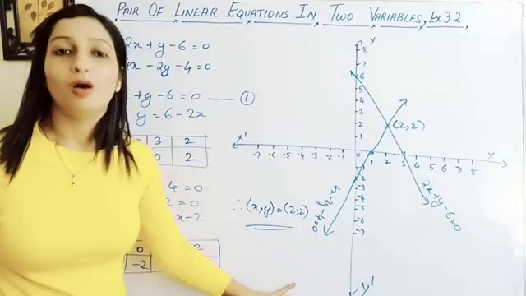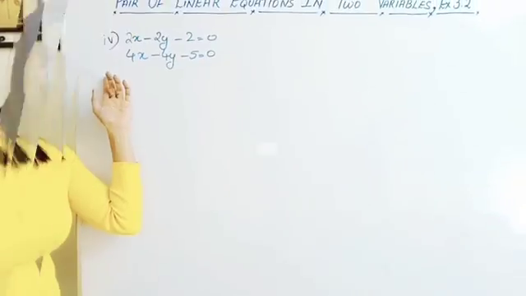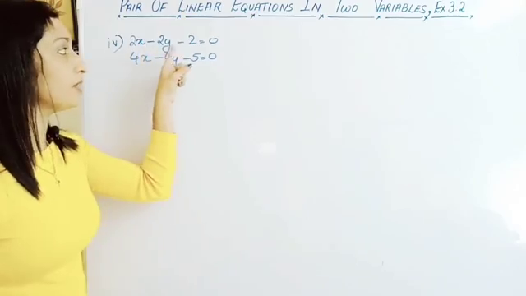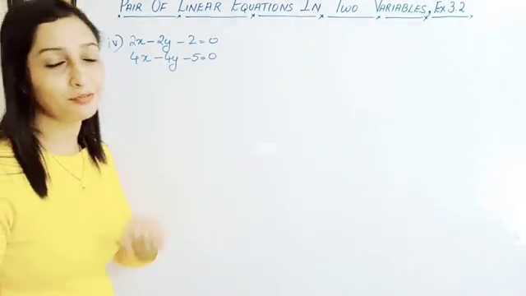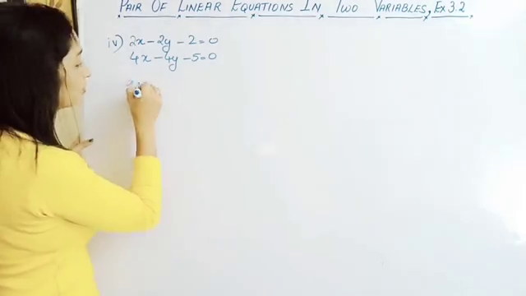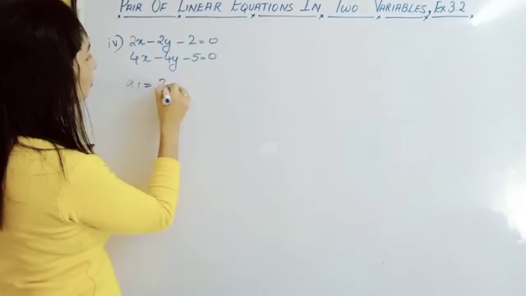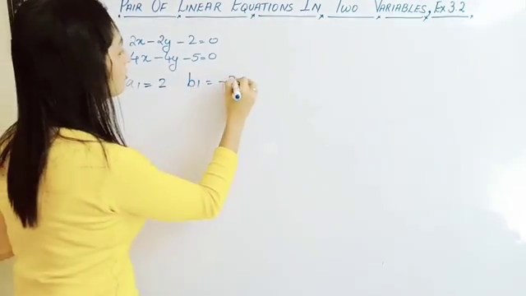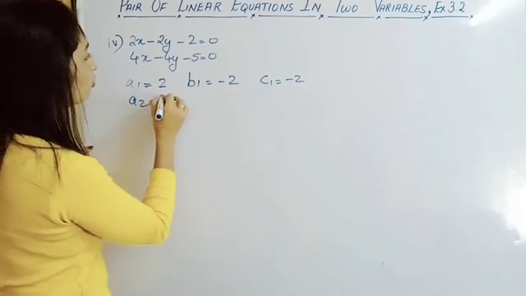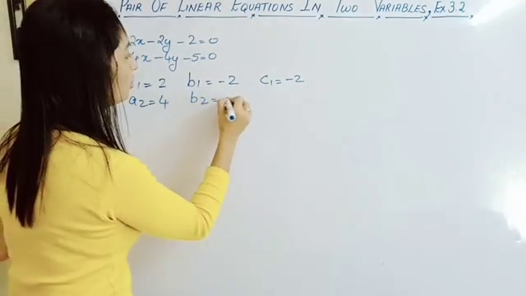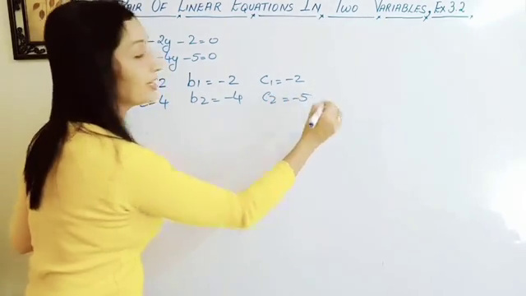So let's move on to our next question, which is part 4. Now this is our part 4, which is 2x minus 2y minus 2 equals 0 and 4x minus 4y minus 5 equals 0. So what is our first step? To write down our A1, A2, B1, B2 and C1, C2. So A1 equals 2, B1 equals minus 2, C1 equals minus 2. A2 equals 4, B2 equals minus 4 and C2 equals minus 5.